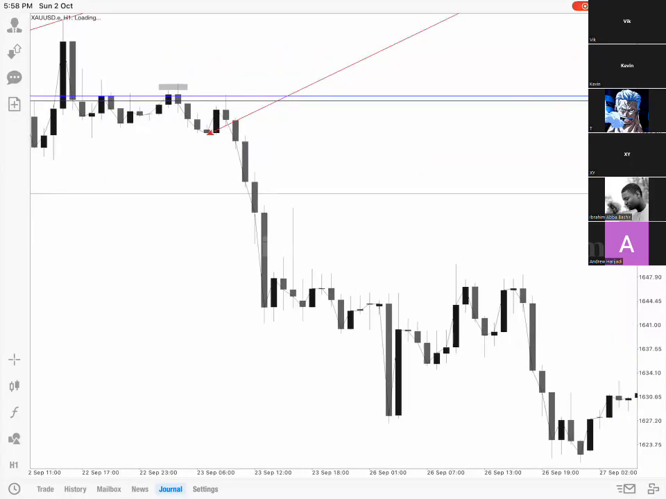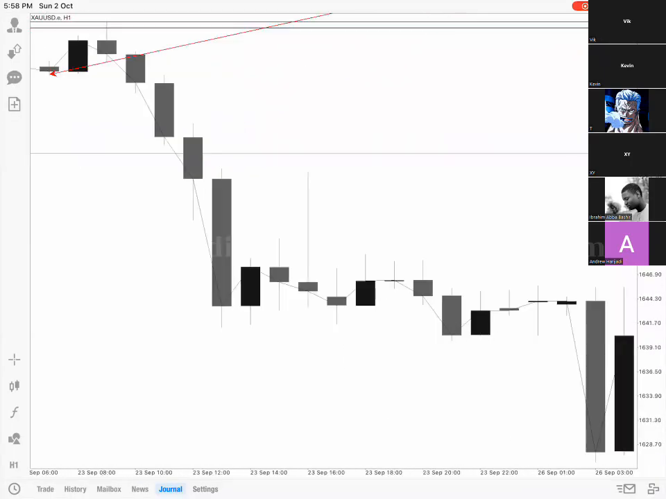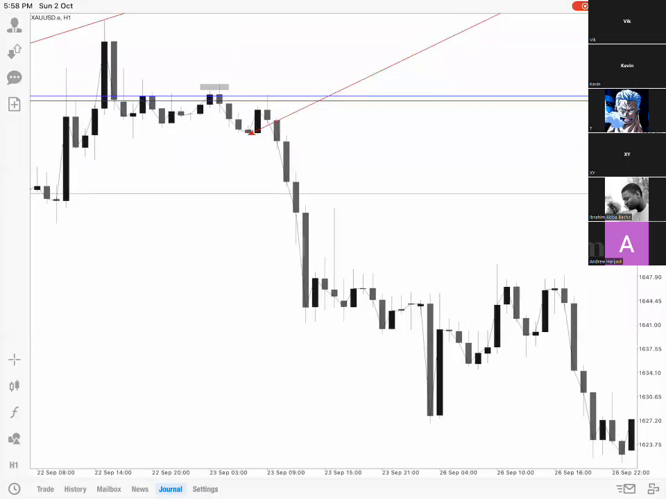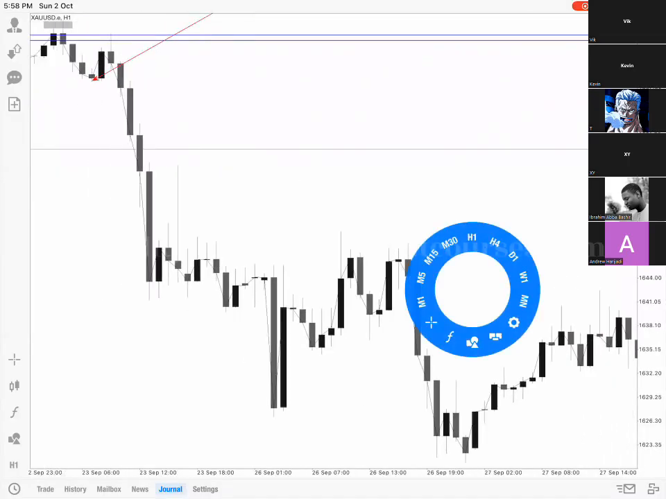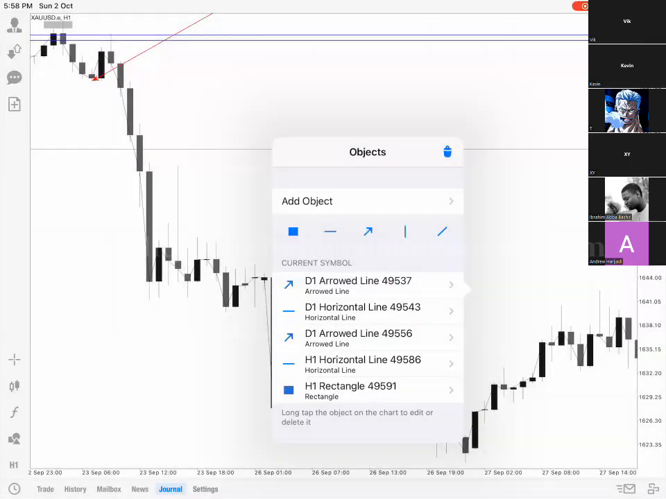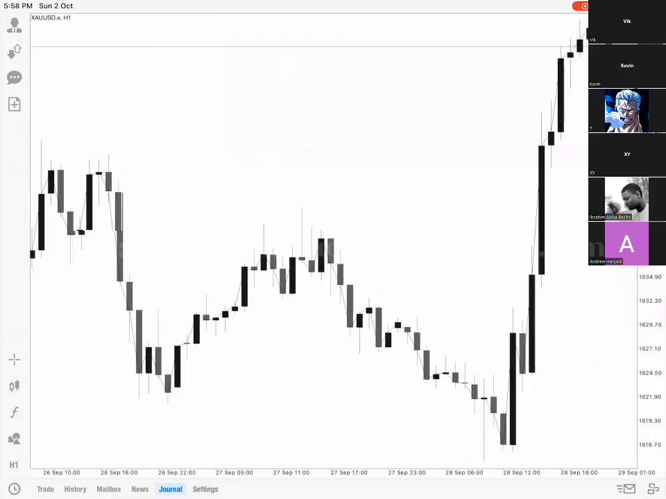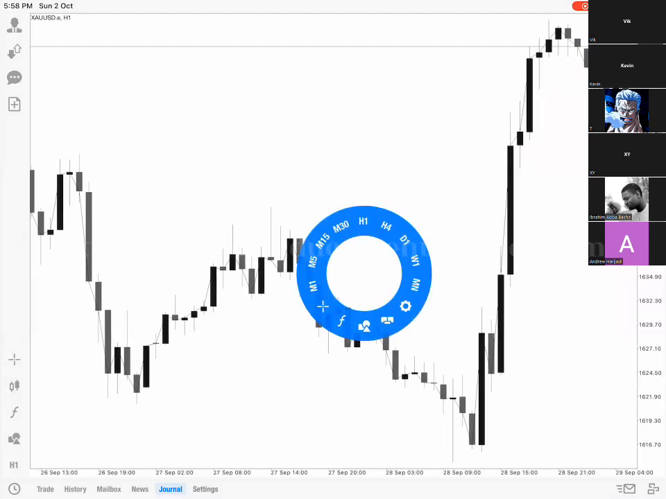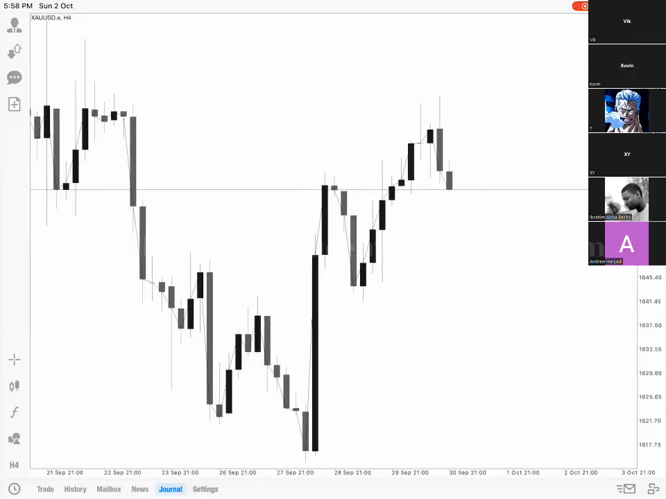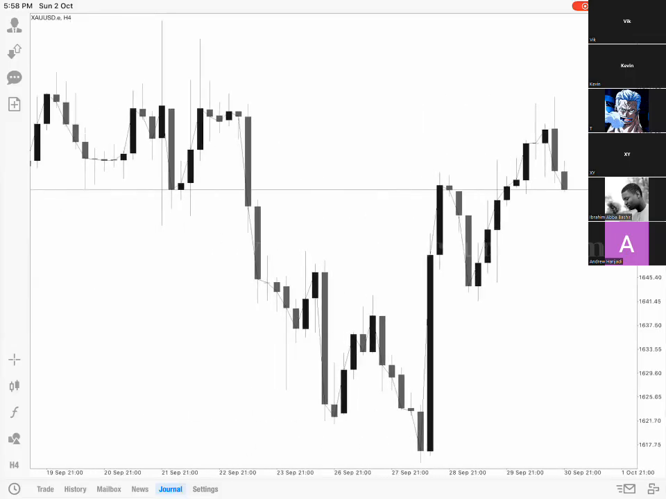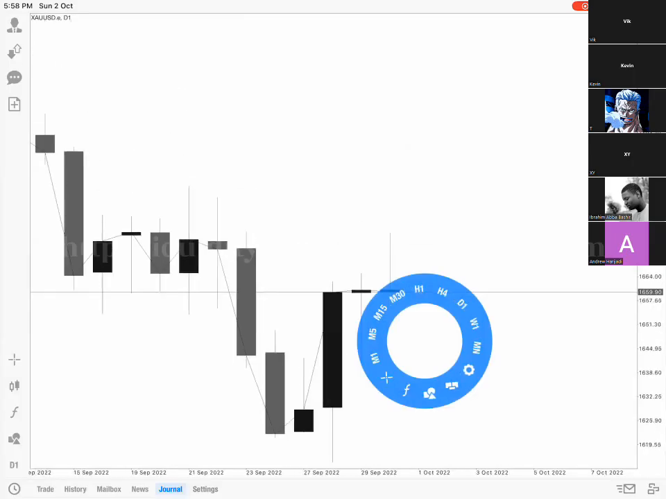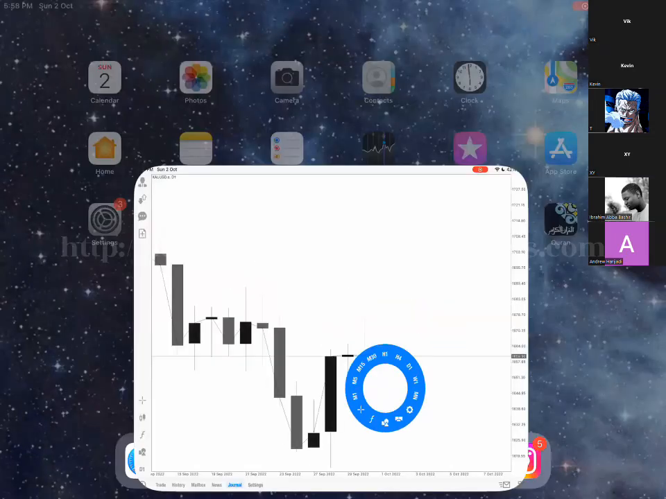So let's see what we have here. I'm very bad at backtesting. I don't remember this, but let's see this. Okay. Oh yes. So recap.